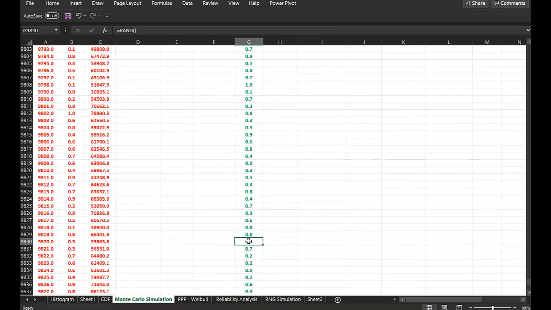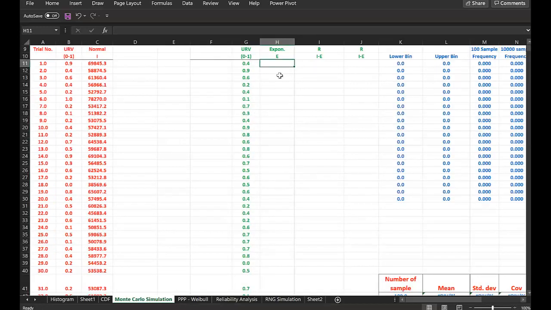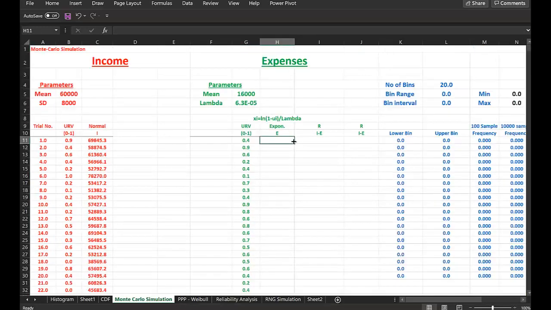Now I can go to the top cell and let's find exponentially distributed random numbers. In the last class we used the inverse CDF method to find random numbers that are exponentially distributed, and for that we have the formula xi equals negative ln(1 minus ui), where ui is the uniform random number, divided by lambda. So let us use this formula. This formula contains a negative sign.